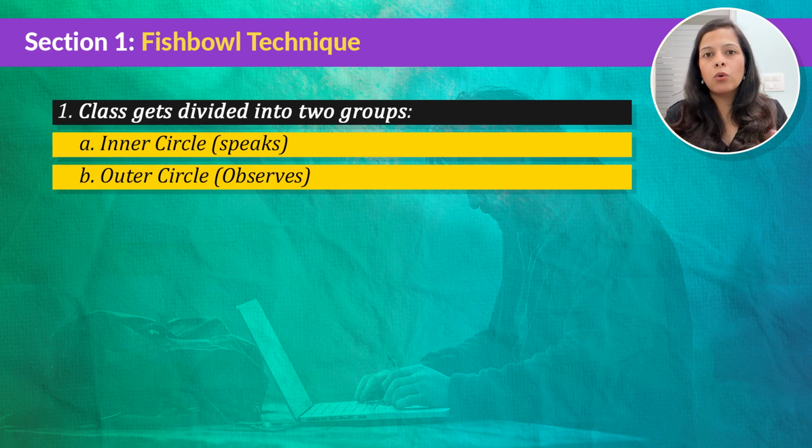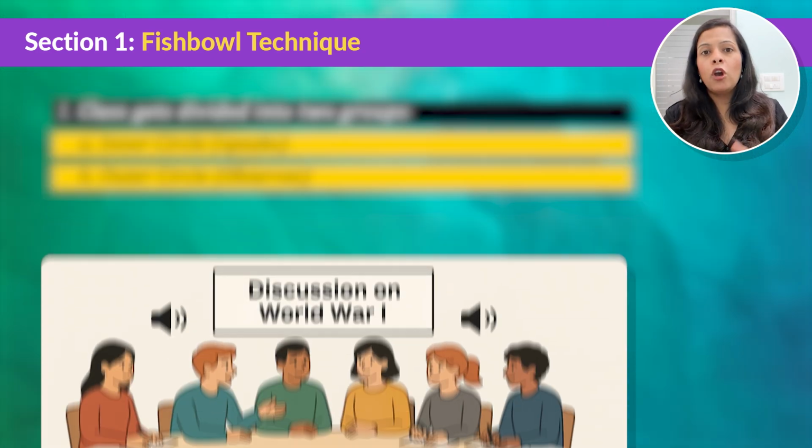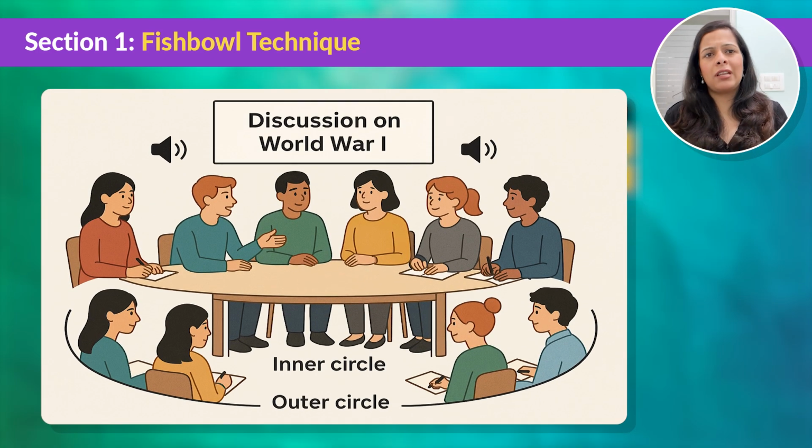Whereas, what do the outer circle students do? The outer circle consists of the rest of the class, who sit around the inner circle. They are not participating, but they observe, listen carefully, and take notes. For example, imagine a history class where a teacher wants to discuss the causes of World War I. Now she selects 6 students to sit in a circle at the center of the room.